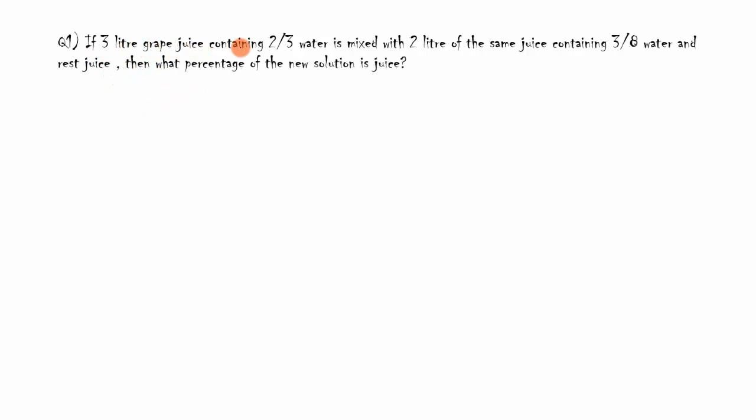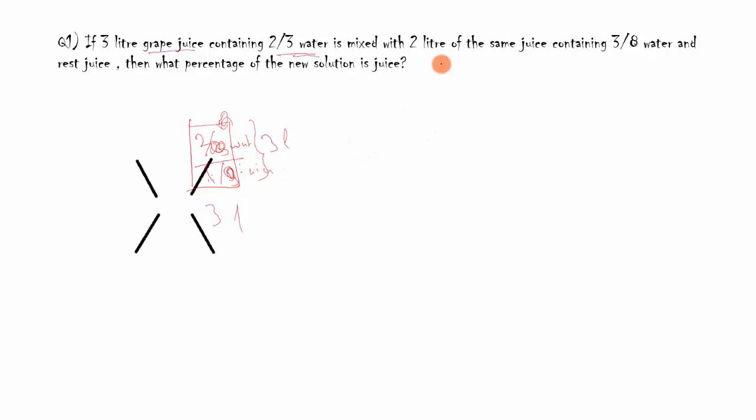So let us try to understand this question and solve this. We have a 3-liter grape juice solution containing 2 by 3 water. So 2 by 3 is water, and if there's 2 by 3 water, the rest would be juice. How much juice? 1 out of 3 is juice. That is, out of 3 liters, 2 is water and 1 is juice, right?